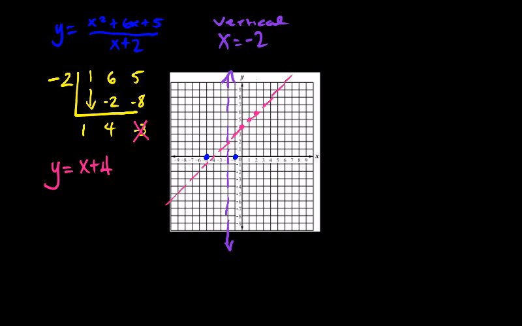And so that's how you find a slanted asymptote. You just divide, and so y equals x plus 4 would be the slanted asymptote in this problem.